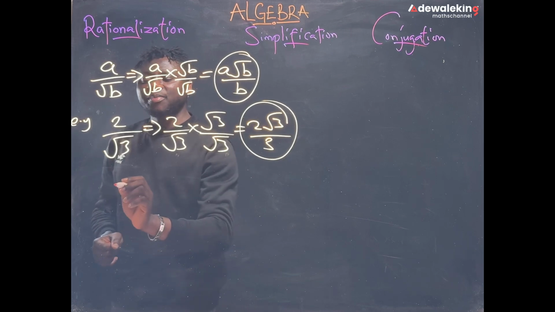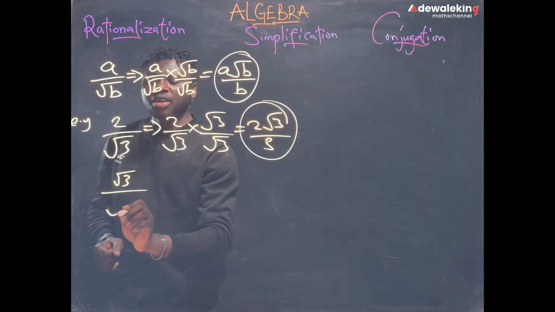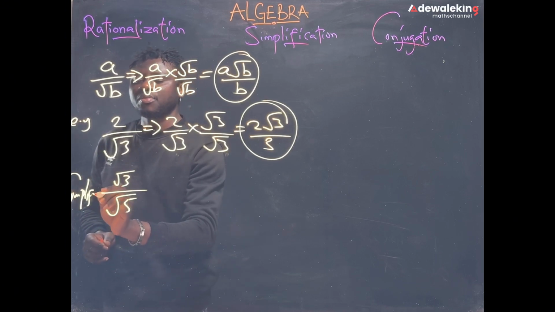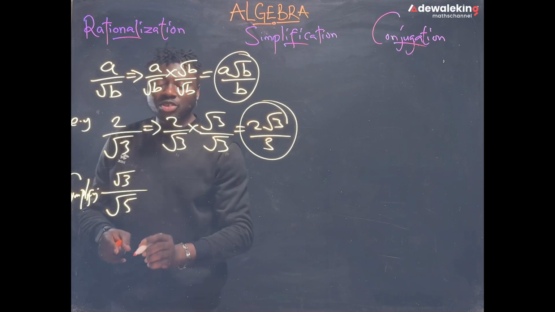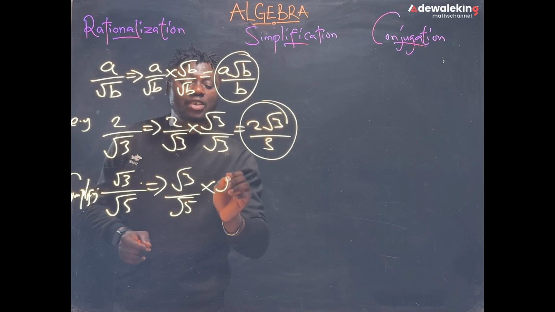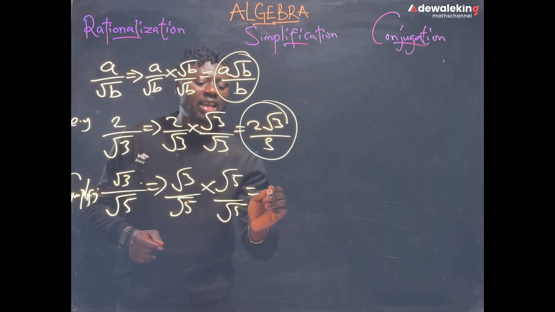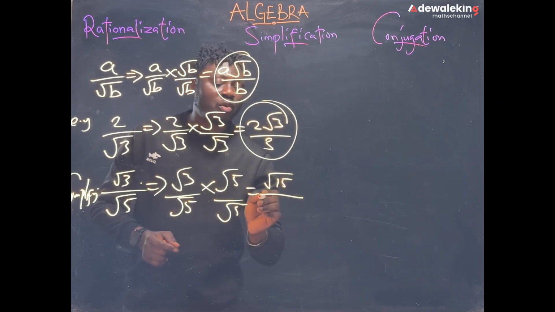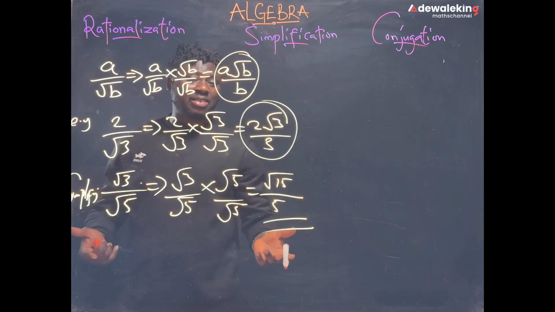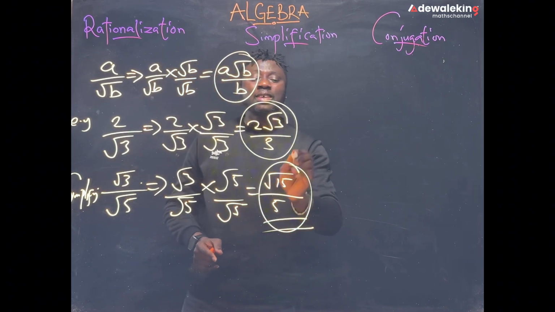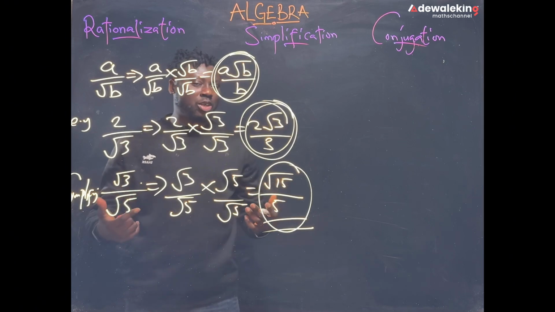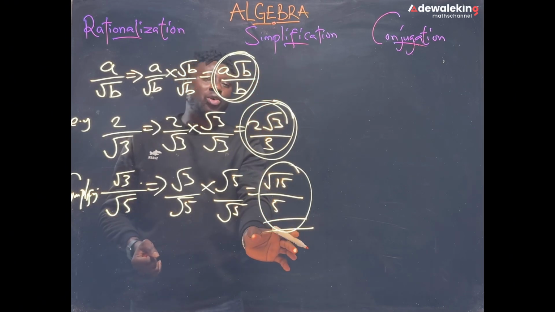Also, if I say simplify root 3 over root 5, to simplify this, we say root 3 over root 5 times root 5 over root 5. And that will give us root 15 over 5, because root 5 times root 5 will give us 5. And that will be the answer. So this is rationalized, this is rationalized, and this is rationalized. Why? All these were irrational, these were surds, and now they are not surds.